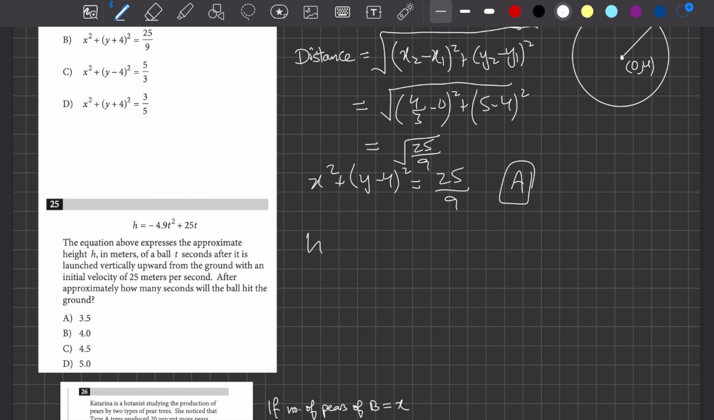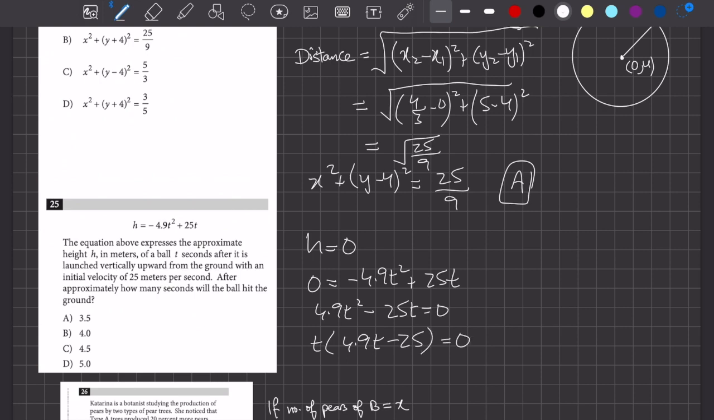Question 25 asks for when the ball is back at the ground, so we input h equals 0 and solve for t. We can factor one of the t out. This gives us two answers, 0 and 5. 0 is the starting point, and it is back by 5 seconds, so answer D.